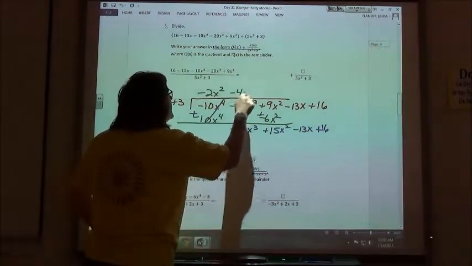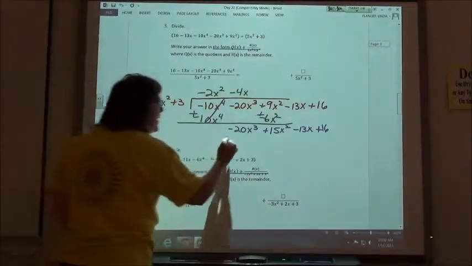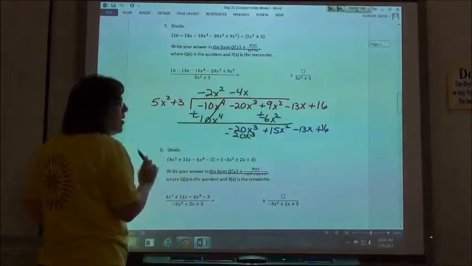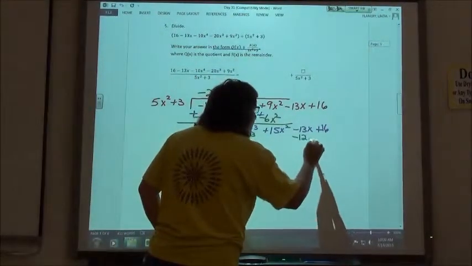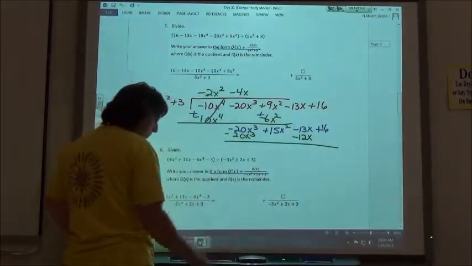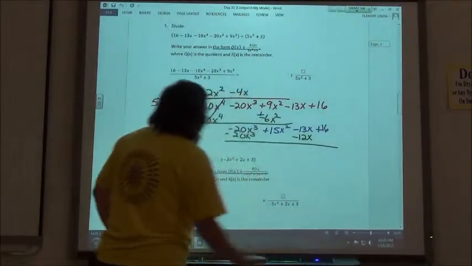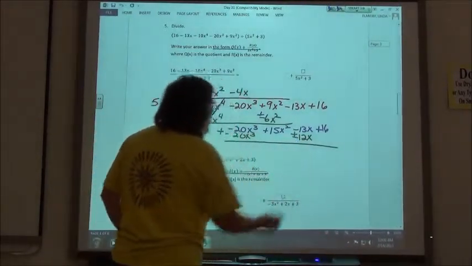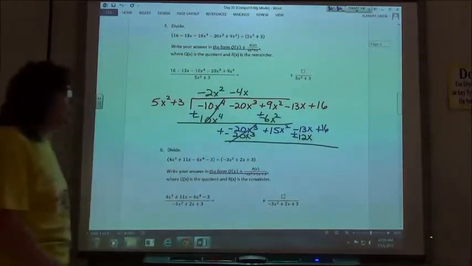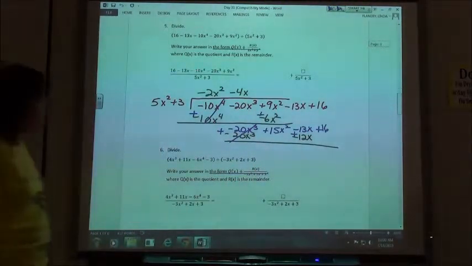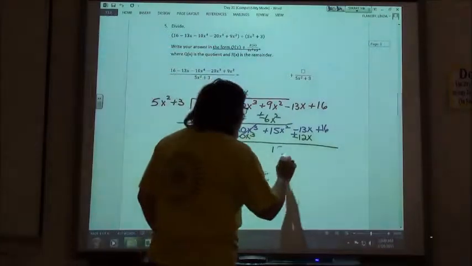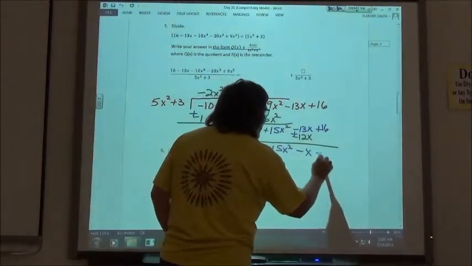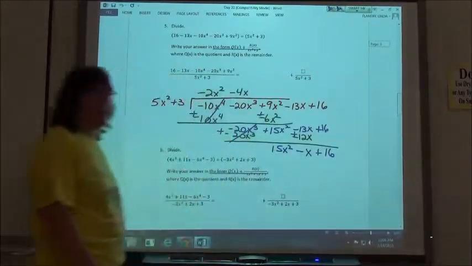Negative 4x. So we're going to get a negative 20x to the third, and then we're going to get a negative 12x. Line that underneath our x column. We're going to subtract, so we change our sign. So this becomes positive, and that becomes positive. Cancels out our leading term. So we have 15x squared negative x plus 16 then.